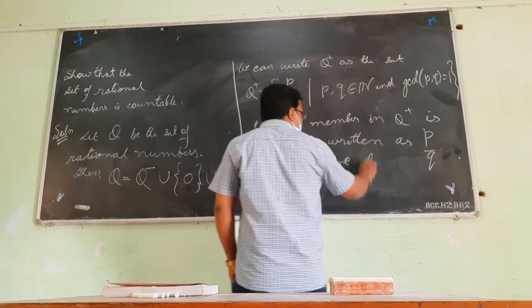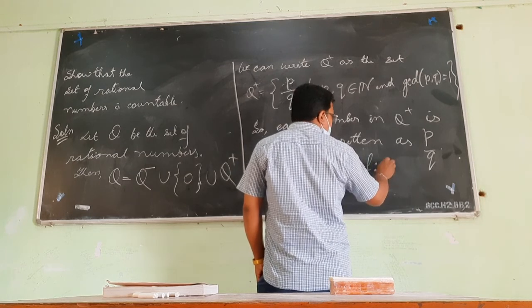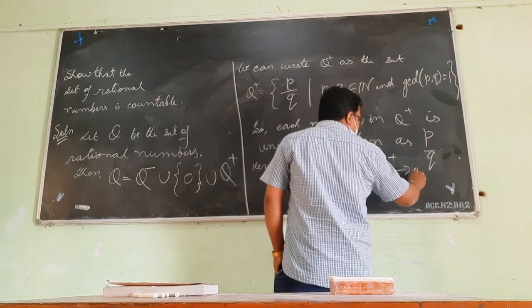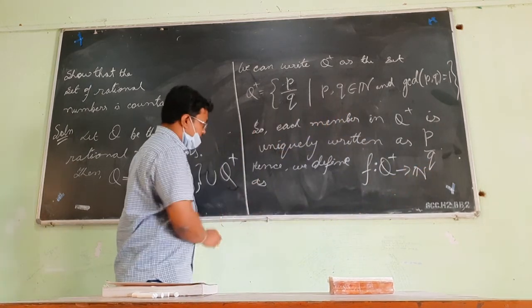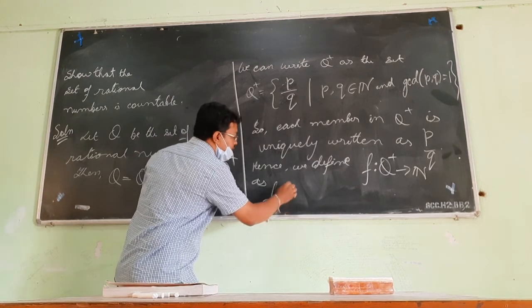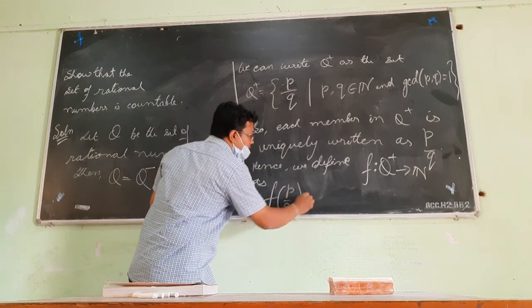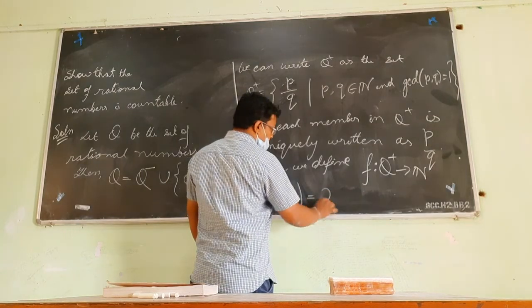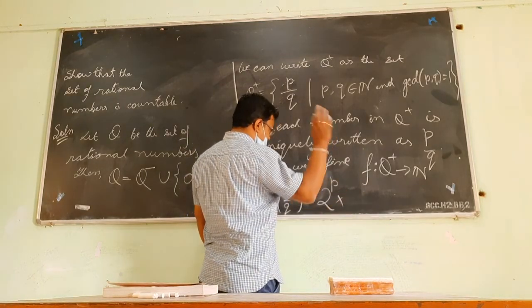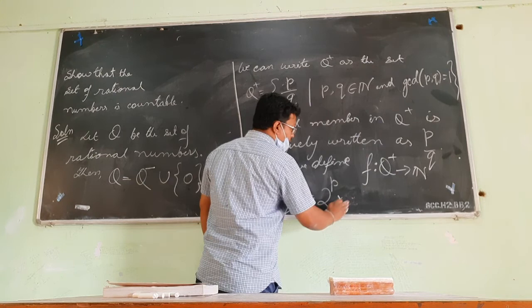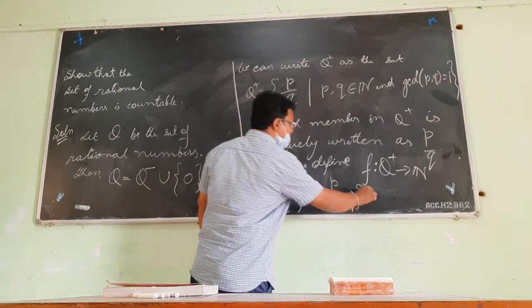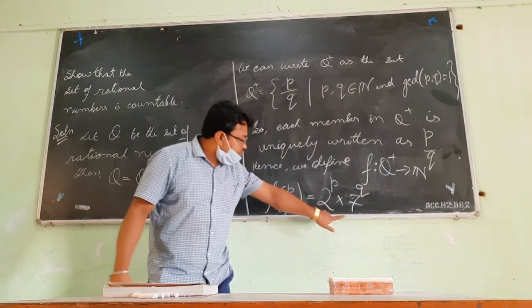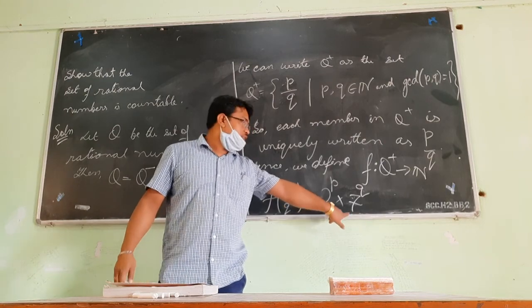So now we define a function f from Q plus to the set of natural numbers as follows. f of p by q is defined as 2 to the power p into 7 to the power q. I just want these two to be different primes. They should be different primes.